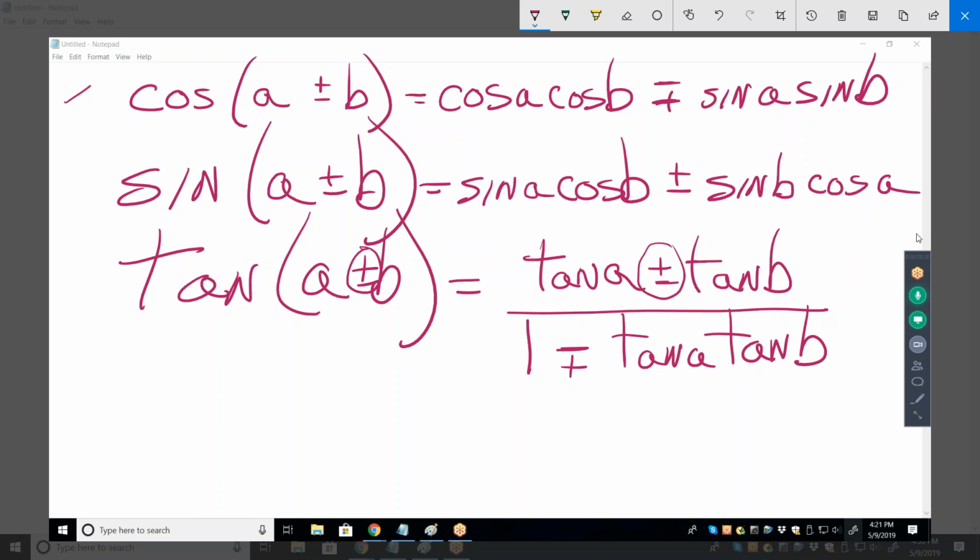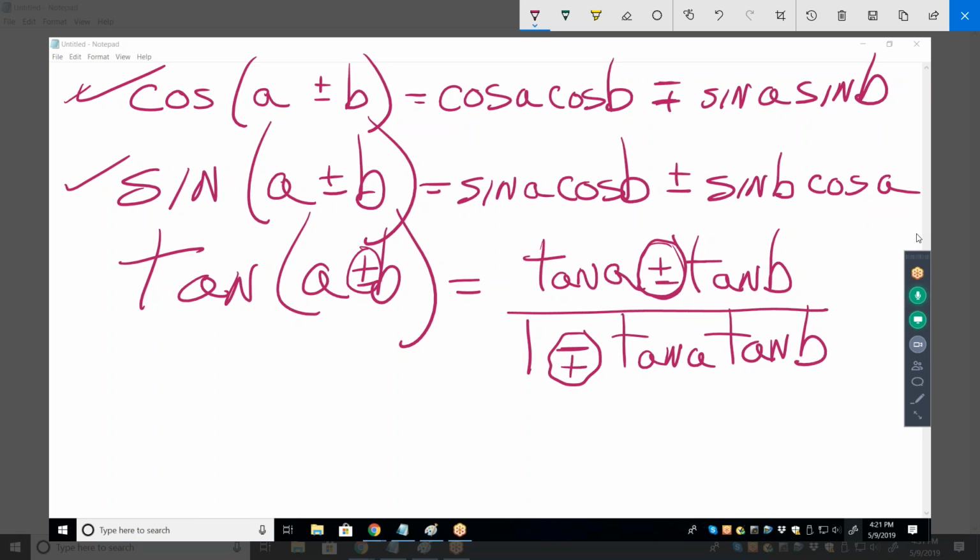Which, if you look at it, that's the same as the sine, and that's the same as the cosine, which makes sense because tangent is sine over cosine. Right. And the way I memorize this is that I'm adding in the numerator, I'm multiplying in the denominator from 1.